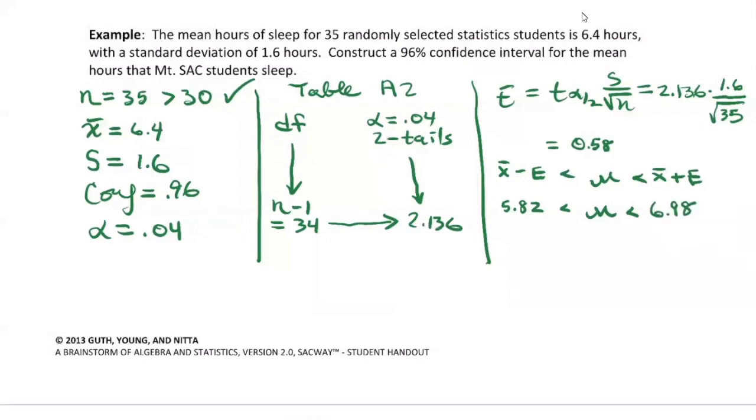And these are hours of statistics students at Mt. SAC. So we are 96% confident, assuming it's a random sample. Maybe it says it is. So we are 96%. Nobody's going to do 96%. They'll do 95. But it helps us learn how to use these tables.